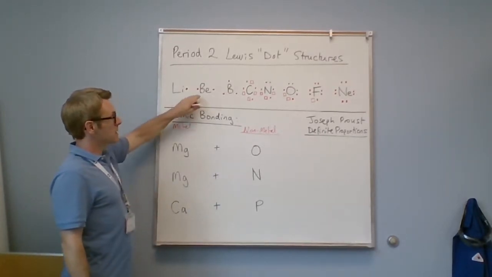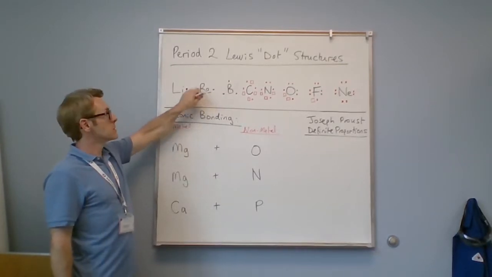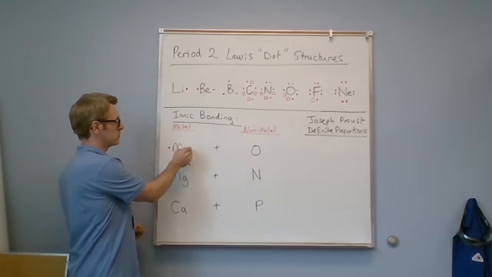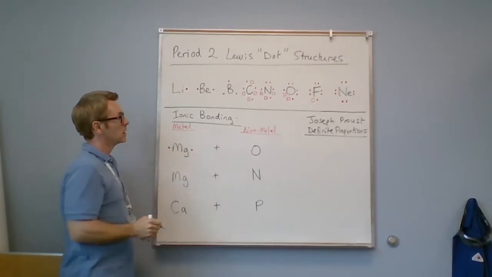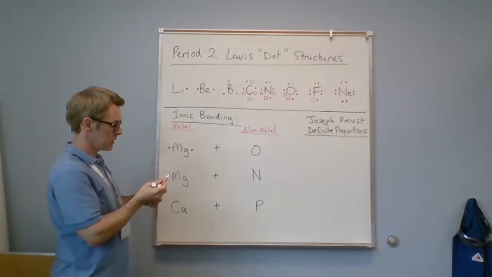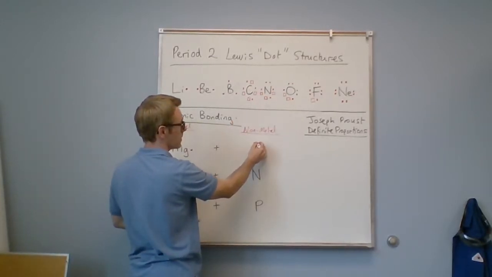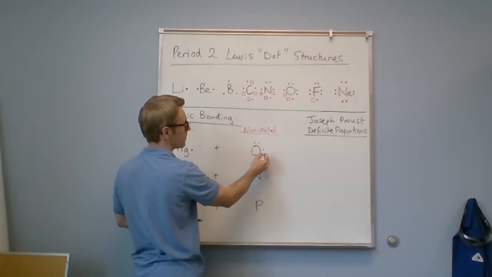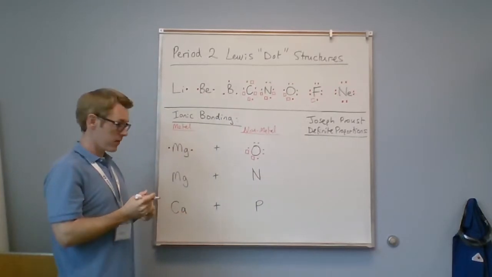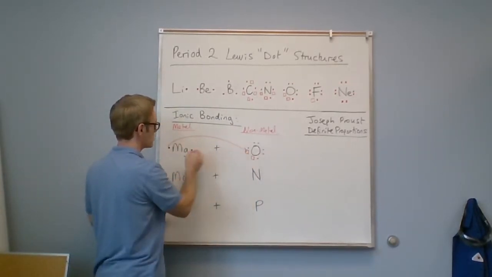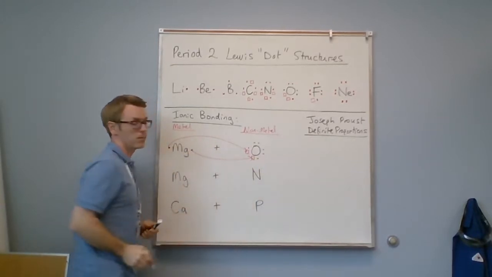Magnesium is in the same group as beryllium, so it's going to have the same Lewis dot structure as beryllium. Oxygen, we can see, has 6 dots and 2 boxes, so it's capable of accepting 2 valence electrons. Well, that's perfect because we have 2 valence electrons to give. One goes in here, the other one goes over there.